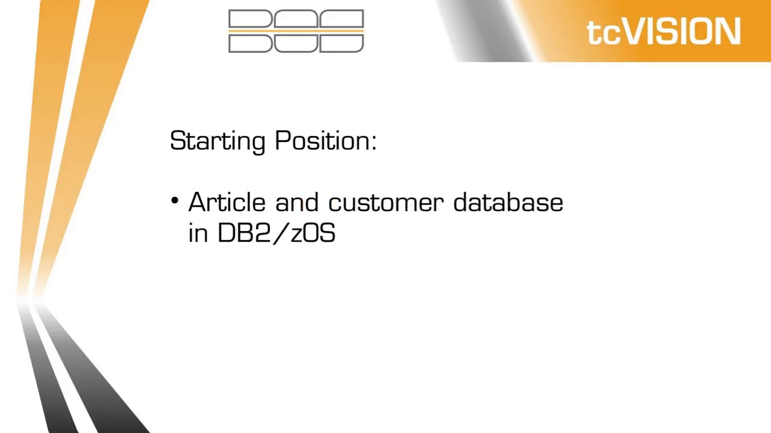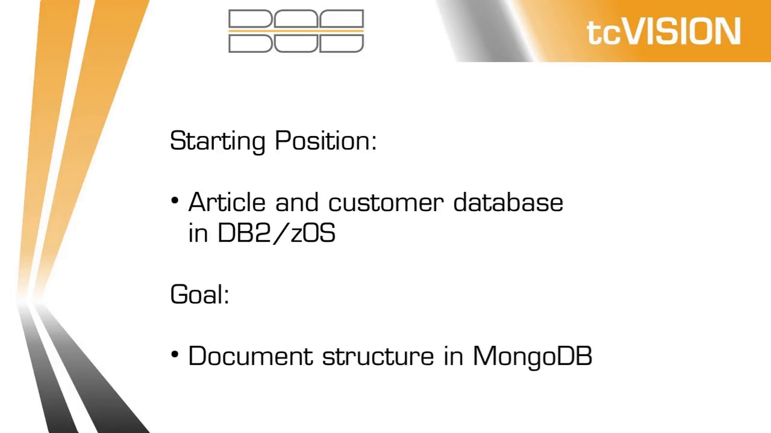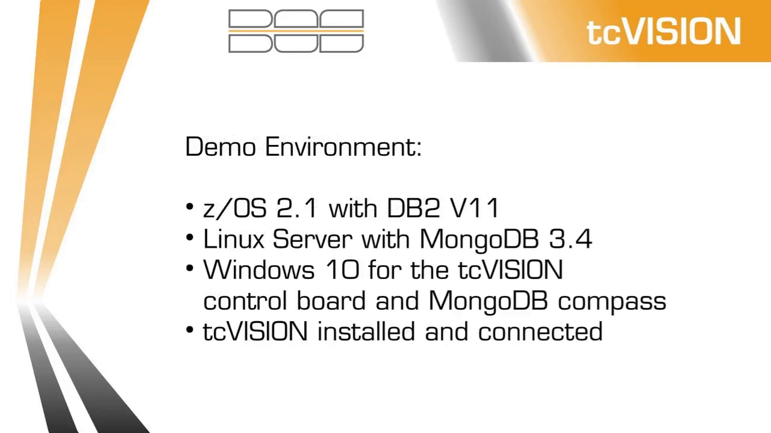Our starting position is a relational model with a database of products, customers and orders. The goal is integrating logically connected data through subdocuments, the easy access to related information and avoiding redundancy. Our demo environment consists of a zOS 2.1 with DB2 v11, a Linux server with MongoDB, Windows 10 with the tcVision control board and MongoDB Compass. Of course, tcVision is installed and connected.